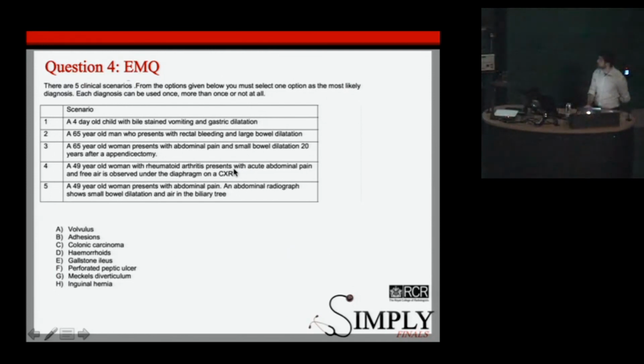49-year-old, acute air under the diaphragm. It's much the same as the one before. And 49-year-old, abdominal pain, small bowel dilatation, and air in the biliary tree. So gallstone ileus.